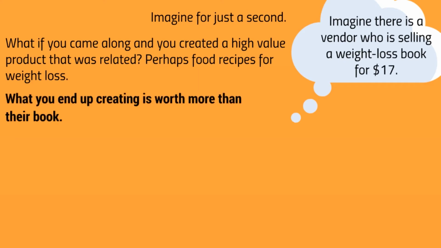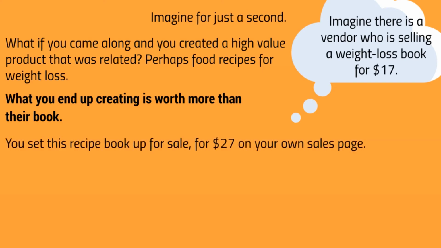Let's say you do that, and you create a book or a video that is worth more than their book. In this case, you can set the recipe book up for sale on an actual sales page for $27. Somebody is selling a $17 book or something lower. Basically, you want to make sure that your high value product is either double or a little bit more money than what they are selling. The reason is that it's going to get the vendor to more likely say yes. Now, it's got to be realistic.